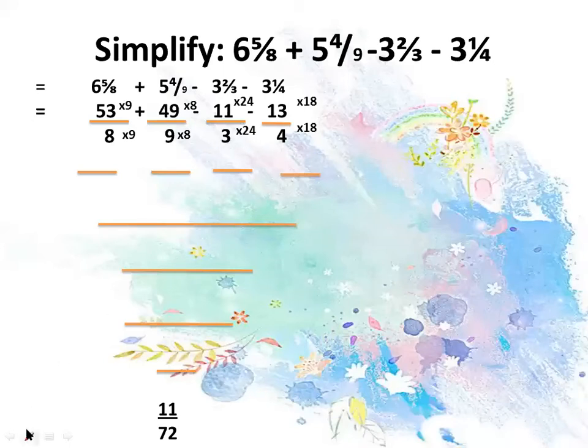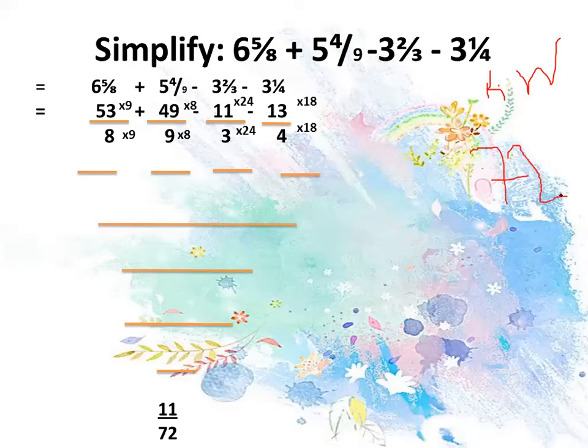So 8, 9, 3, and 4. What you will do is find the LCM of 8, 9, 3, and 4. I am not going to find the LCM here because it is very easy for all of you. But in the working column, you will find the LCM of these numbers. Their LCM will be 72.